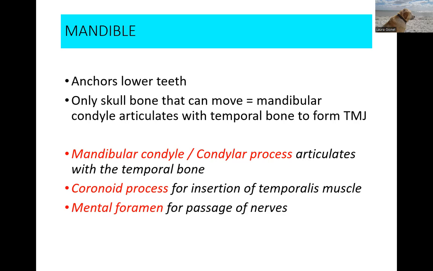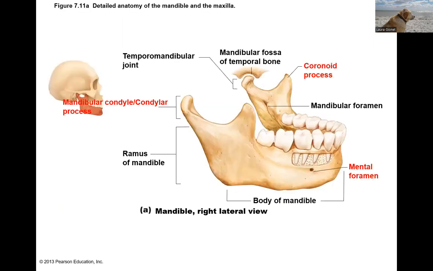The coronoid process functions as an insertion of the temporalis muscle, and the mental foramen, which is a hole, is for the passage of nerves. And so on this picture here, we can see the mandibular condyle or the condylar process, the coronoid process, and the mental foramen.